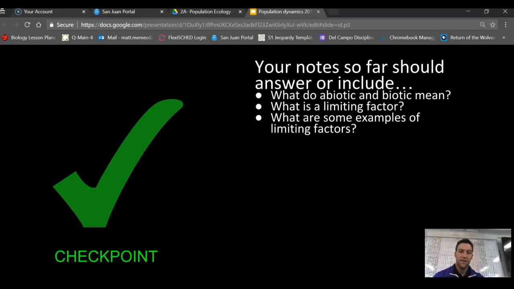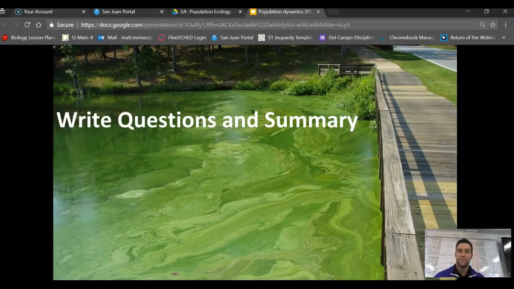So again, here's this last little check of what you should have in your notes. You should know the difference between abiotic and biotic. You should know what a limiting factor is. And then you should know some examples of biotic and abiotic limiting factors.